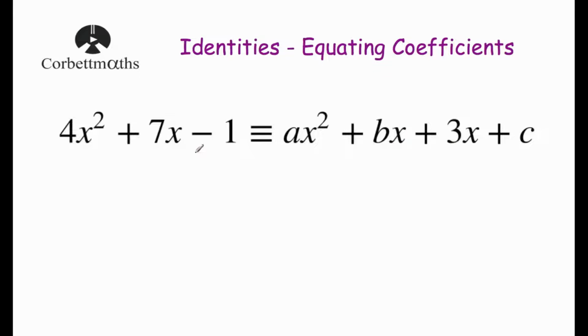So what we can do is we can equate them, because we know that if you've got a 4x squared on the left hand side, you're going to have a 4x squared on the right hand side of an identity. So that means that 4 has to equal a, and so on. So let's use this technique.